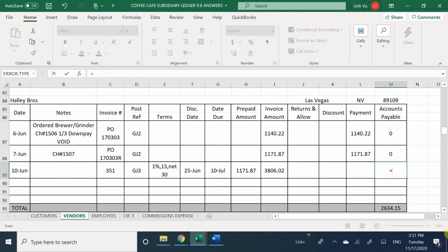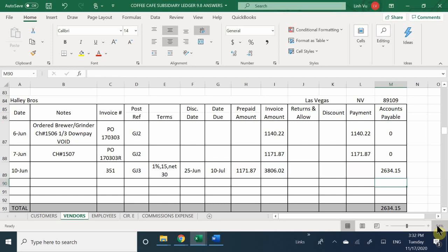Okay, so it's going to be equal. To start, we start off with the invoice amount. Then we subtract any prepaid amount, subtract any returns or allowances, subtract any discounts, and subtract if we made a payment. Hit enter, which gives us the 2634.15. Correct. So that's the formula you're going to be utilizing. Invoice amount should always be first because that's your starting point. If you have a prepaid, it's going to decrease it. You have a discount, it's going to decrease it. Returns, decrease. Payments, definitely decrease. So that's the formula, and that's the amount that you owe Haley Bros, a total of $2,634.15.